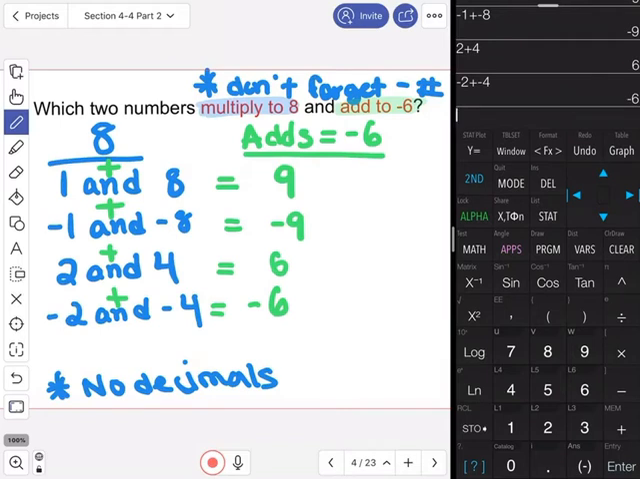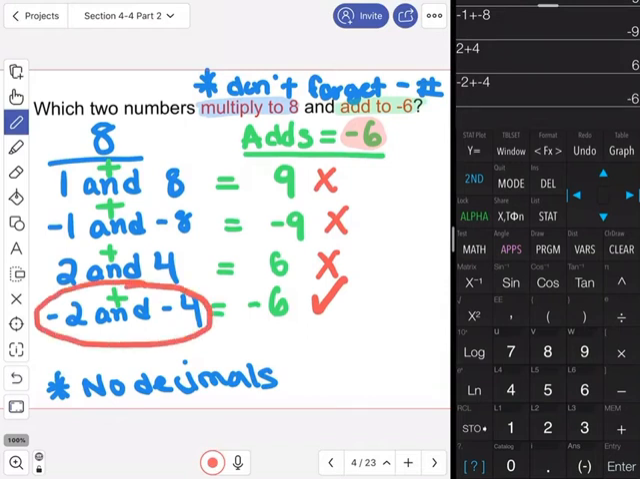So now if we're checking which set of numbers adds to equal that negative 6, if I go down the list, the first one adds to 9, so it doesn't work. The next pair adds to negative 9, so it doesn't work. The next one adds to positive 6, so it doesn't work. But my last one adds to negative 6, meaning this is my pair that does work. So your answer is negative 2 and negative 4.